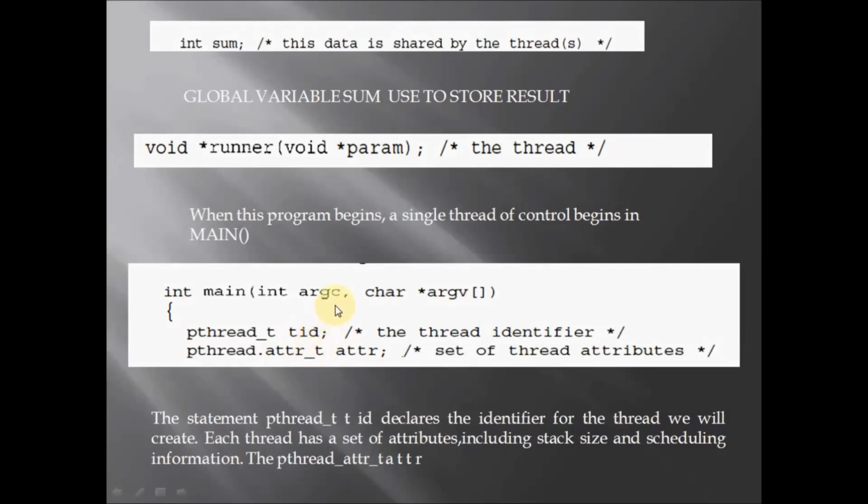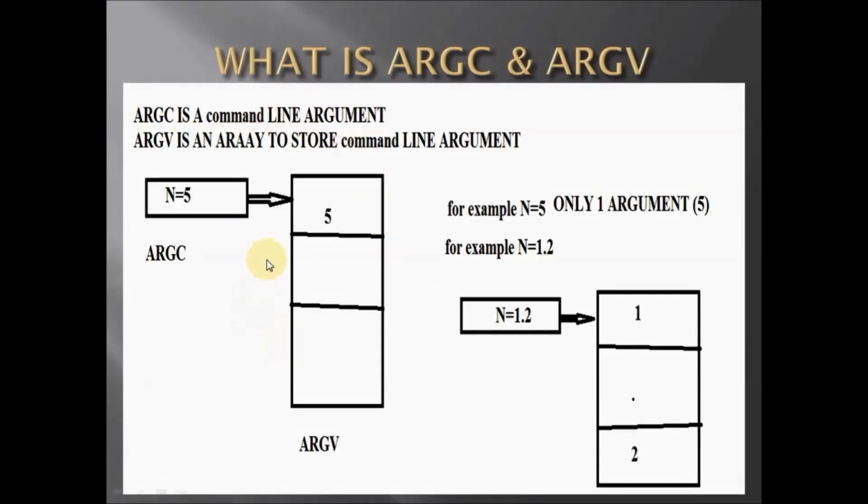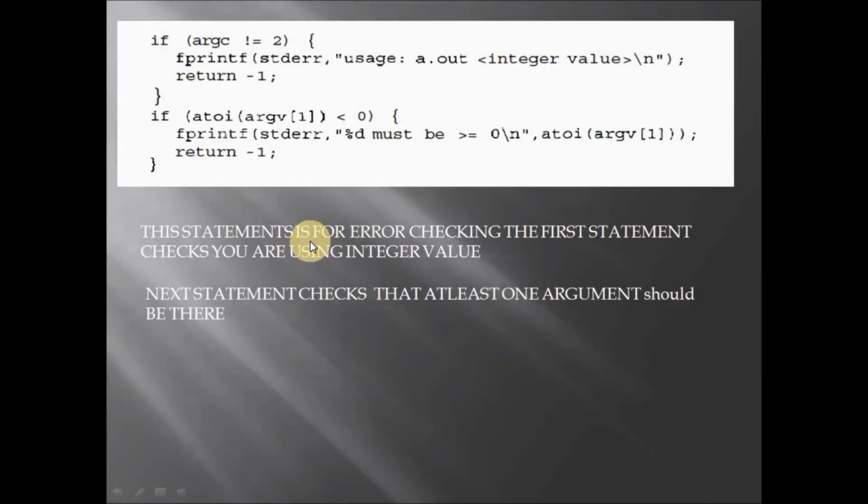In the main function, argc and argv I have explained before, right? You can see the pointer from argc to argv. Now these two statements are for checking some error conditions. What are the errors that may arise in this program? The first statement here is for error checking.